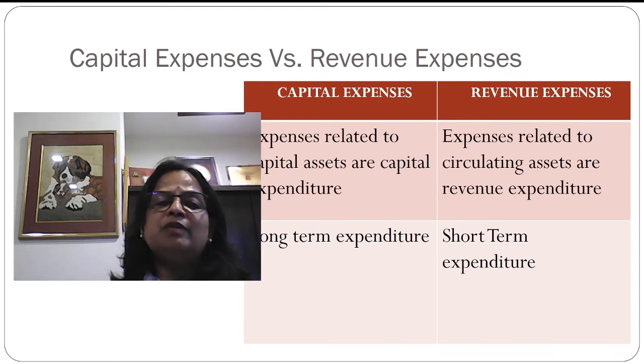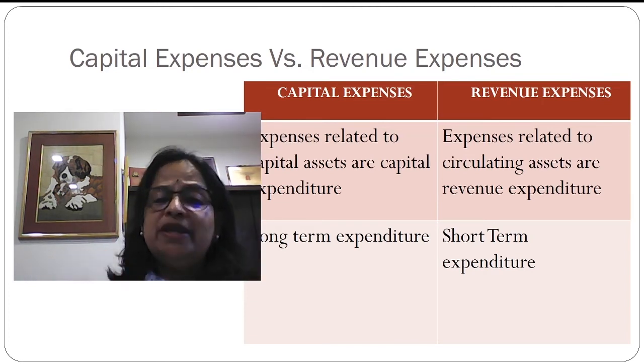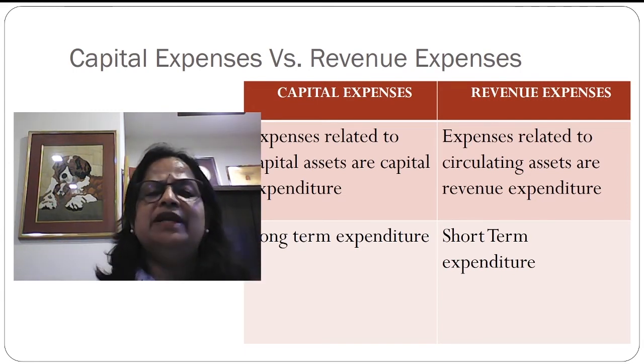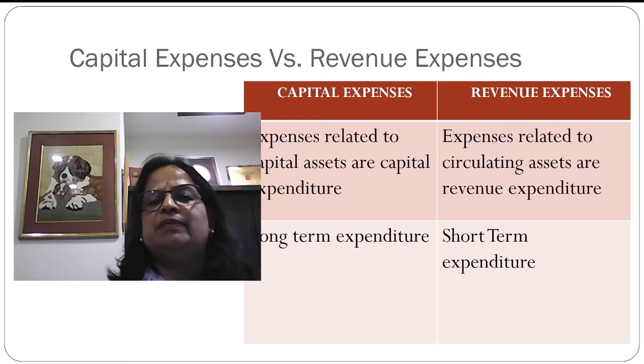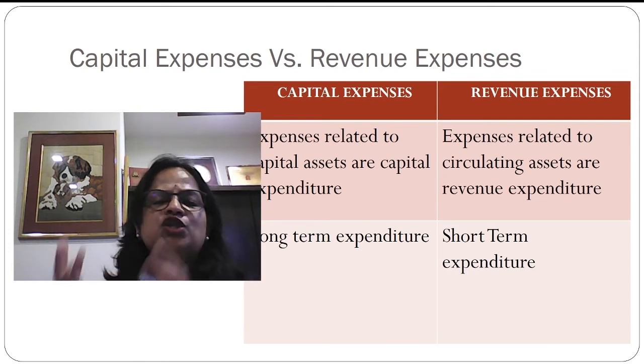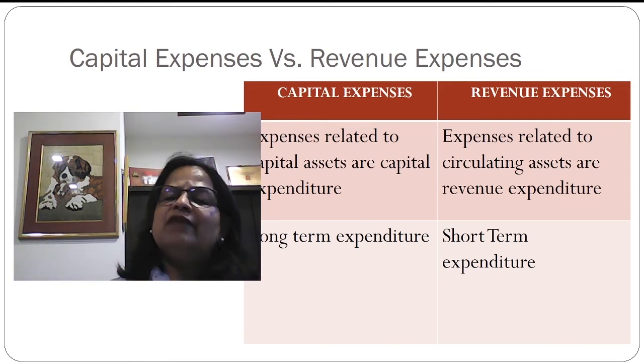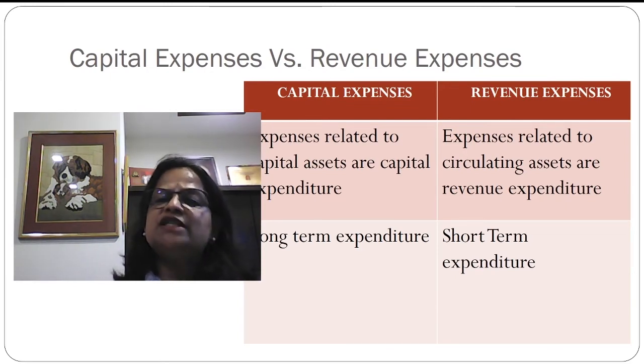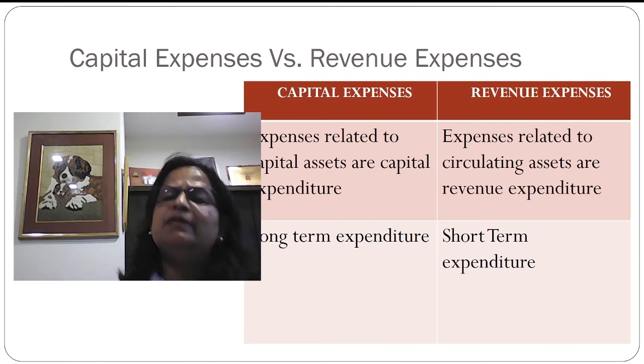Capital expenditure, you have to remember, is a long term expenditure. When you are buying a capital asset, you are going to utilize it for so many years. Your intention of buying that capital asset is not to sell immediately. You are going to use it for the long term. Revenue expenses are short term expenditure, because every day these circulating assets keep changing. Customers will buy, they will replace the item. So the expenditure related to that item also keeps changing. So it's short term expenditure.